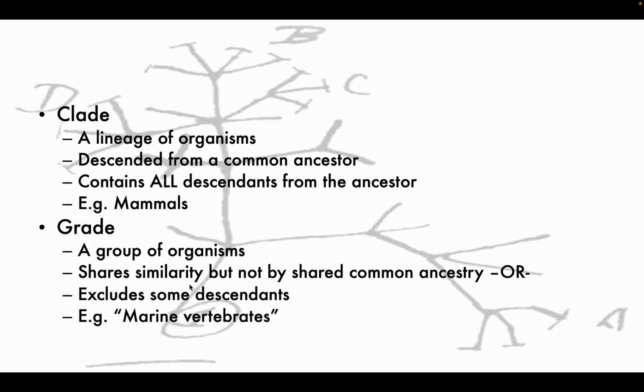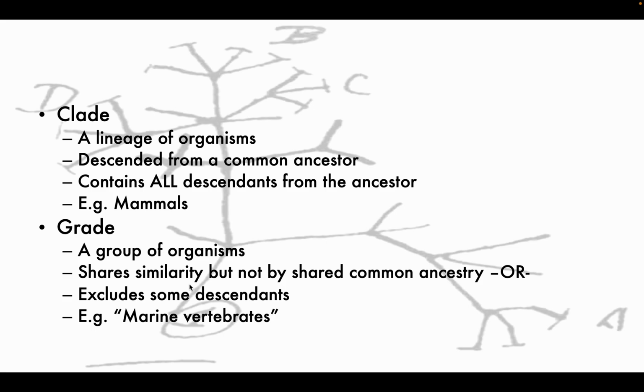Let's introduce a couple of terms that we will see a lot this semester. Clade comes from the Greek word for branch. A clade is a lineage of organisms that is derived from a single common ancestor and contains every descendant from that common ancestor. Mammals are a clade. All mammals share a single ancestral population of organisms, which we will discuss toward the end of the semester. Every mammal is related by descent from that common ancestor. There are no mammals that are not descended from that ancestor, and there are no organisms descended from that common ancestor that are not mammals.